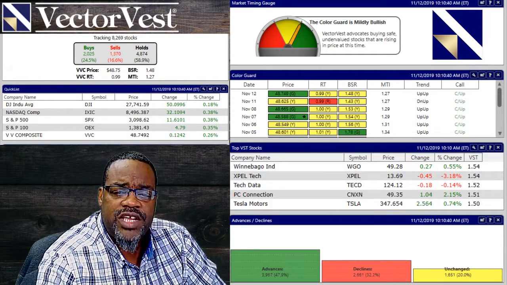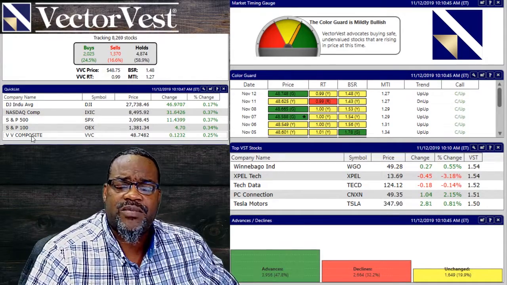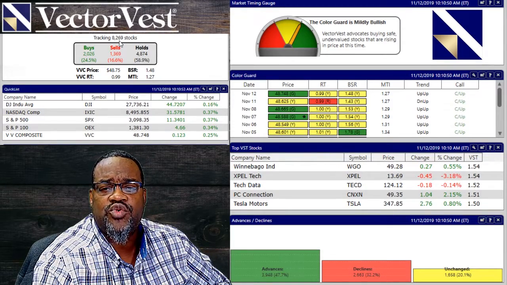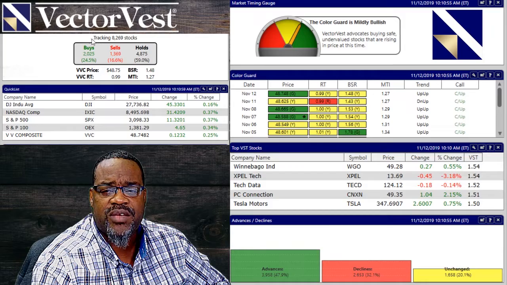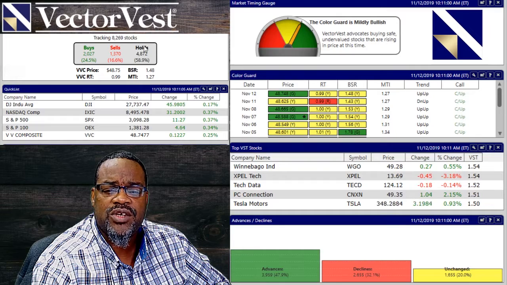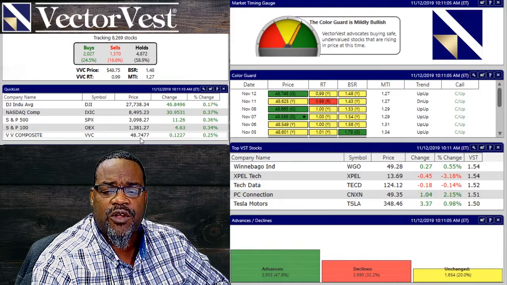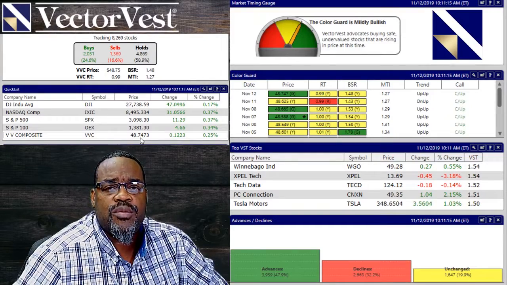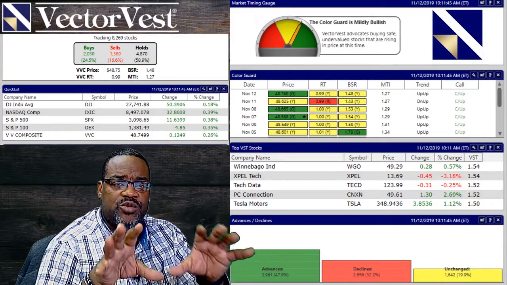Now, let's get down to the VVC, or the VectorVest Composite. The VectorVest Composite is an indexed arithmetic average of all of the stocks that are in our database. Currently, we're tracking 8,269 stocks. And from those stocks, we can show you which of those stocks have buy recommendations in the software, which ones have sell recommendations, and which ones have hold recommendations. When we look at the VectorVest Composite and the amount of stocks that it tracks and the price of all of those stocks together, we feel that it is a better representation of broad market movement. So that VectorVest Composite, looking at all of those stocks, we use that to track the market.